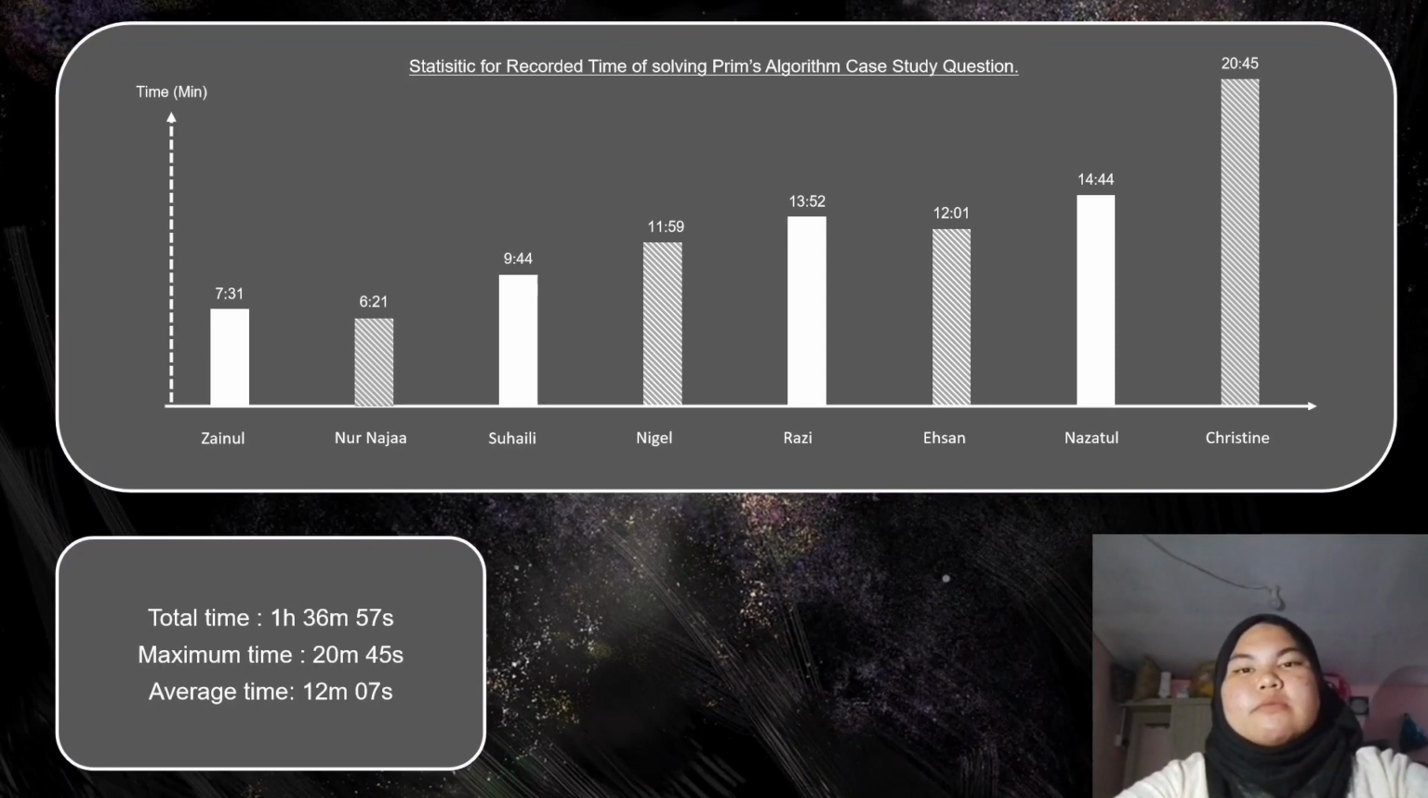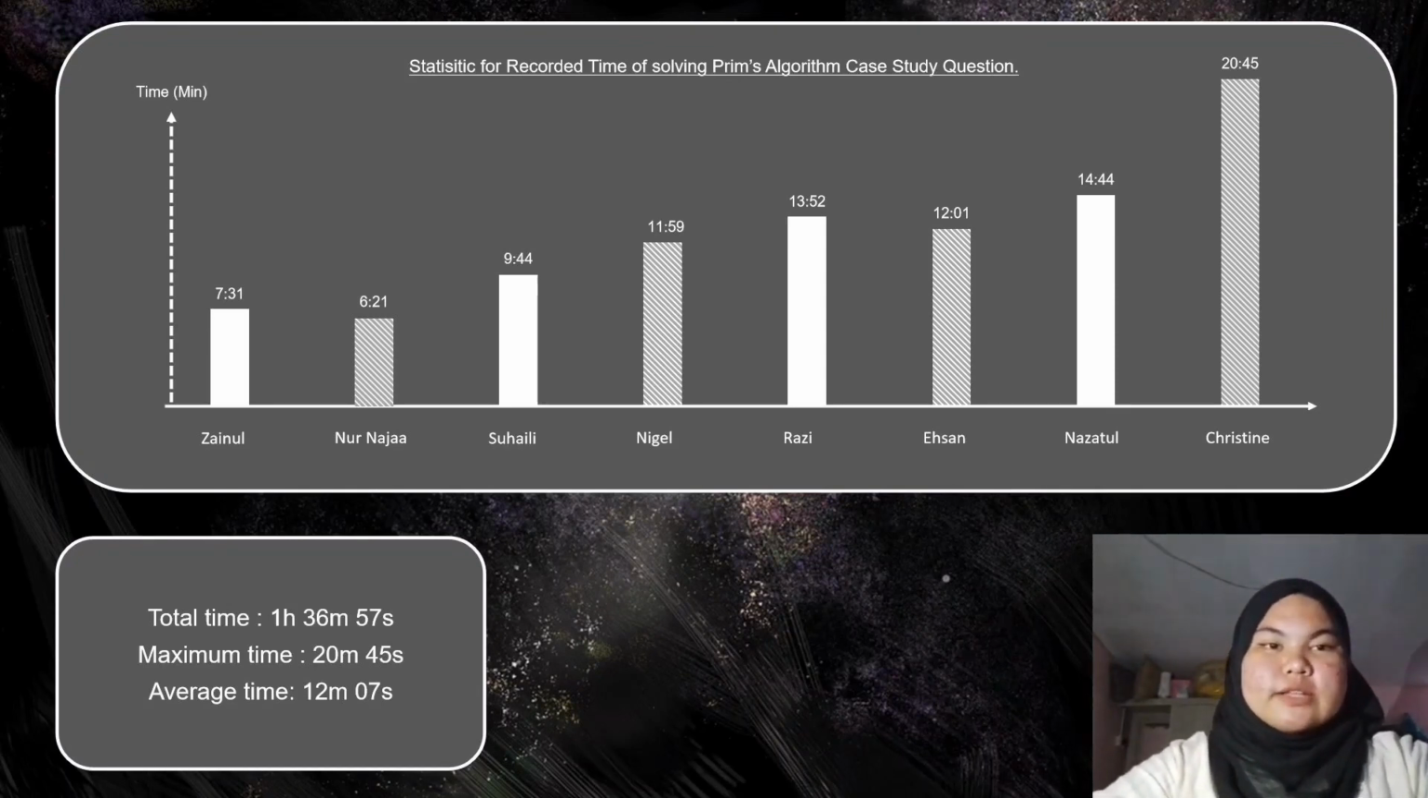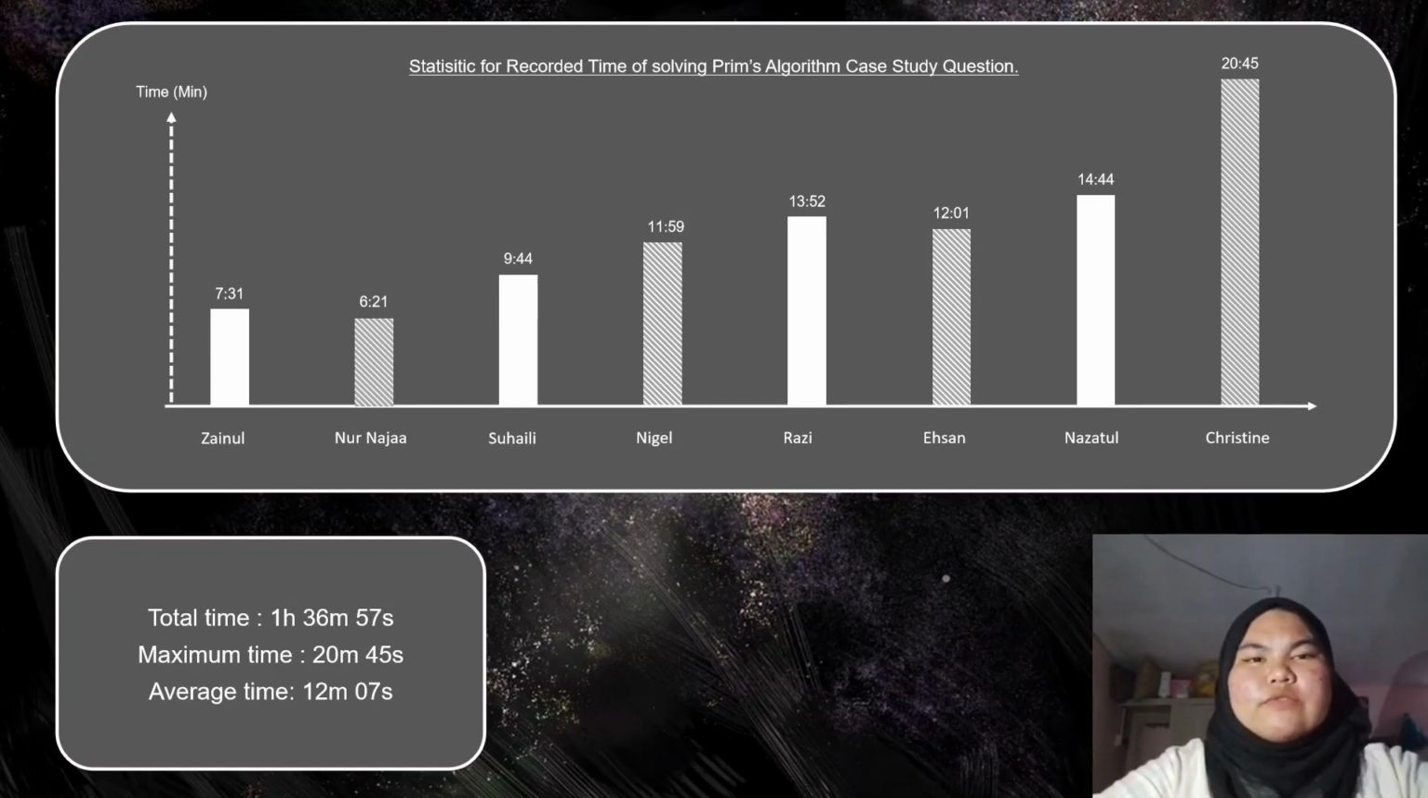So the total time is 1 hour 36 minutes 57 seconds. The maximum time is 20 minutes and 55 seconds. The average time for the 7 competitors is 12 minutes 7 seconds.